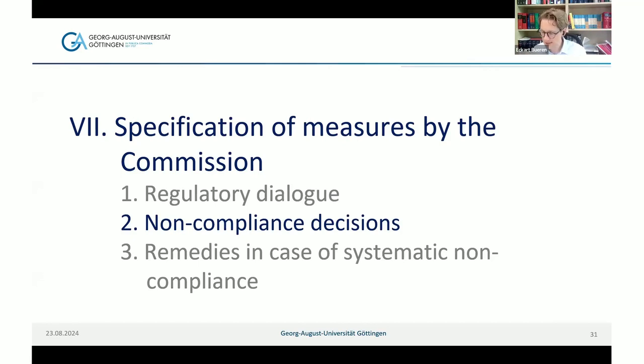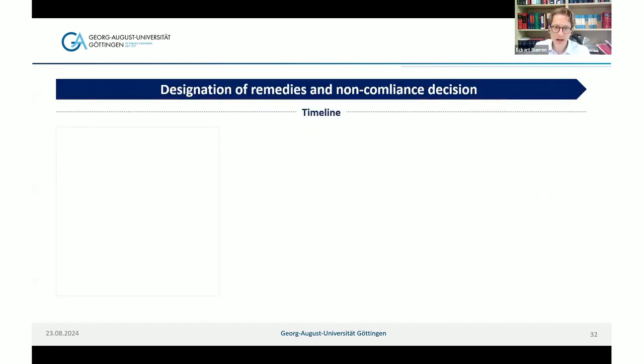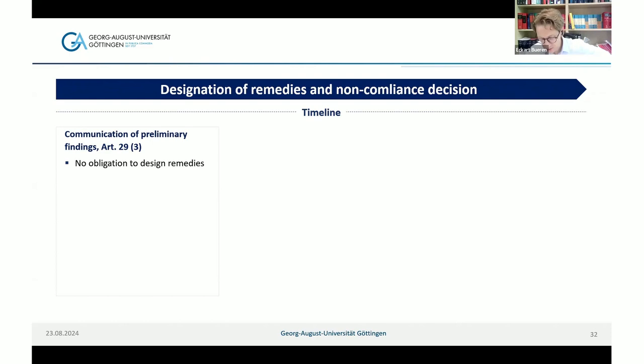So we look at non-compliance decisions now. Non-compliance decisions have a provision in Article 29 of the DMA, and they again consist of certain stages. The first stage that I want to look at is Article 29, Section 3, saying that before adopting a non-compliance decision, the Commission shall communicate its preliminary findings to the gatekeeper concerned.